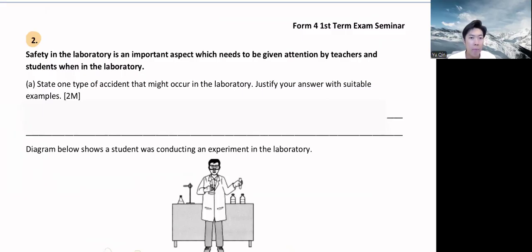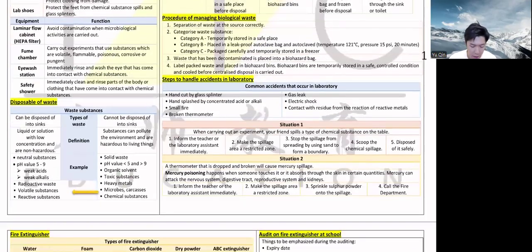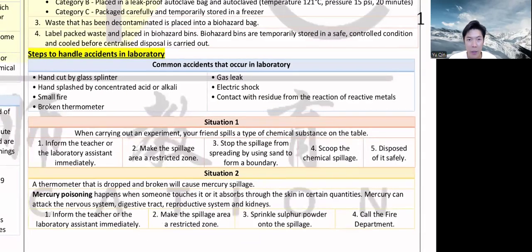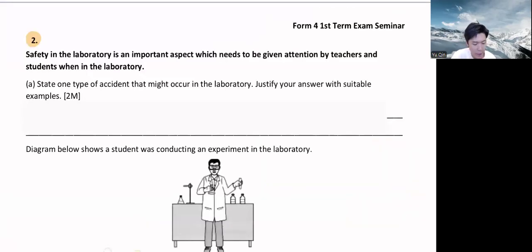Okay, safety in the laboratory is an important aspect which needs to be given attention by teachers and students when in the laboratory. Question number 1: state one type of accident that may occur and justify your answer with an example. Speaking about accidents, it's on the first page, at the bottom right. See, so many experiments. You can choose any one experiment and give an example.